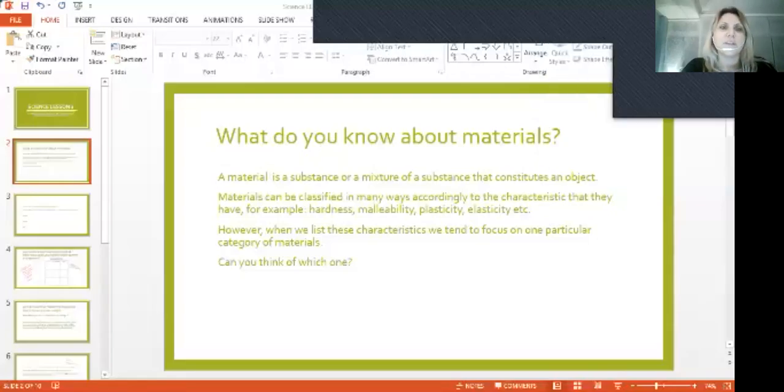Hi, Afai. This is our first science lesson after half term. You're going to be talking about materials. This is something that you have seen in year 4. Hopefully, you will remember some of these things that I'm going to be talking about.